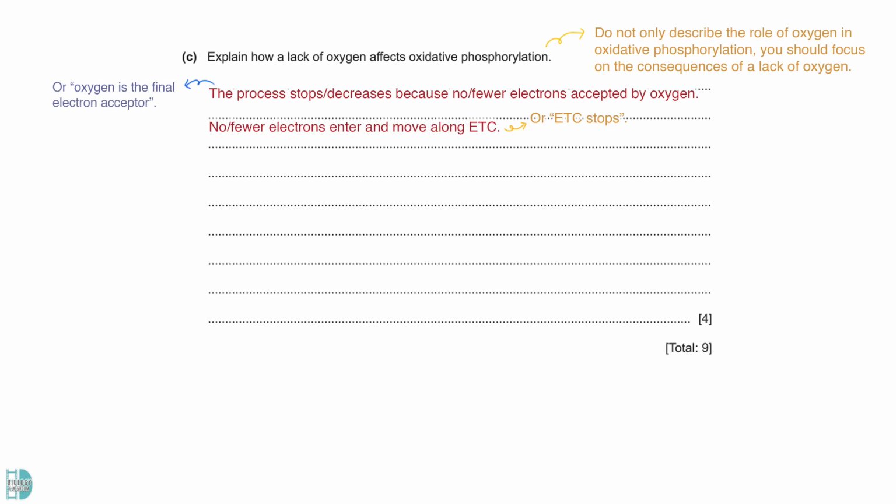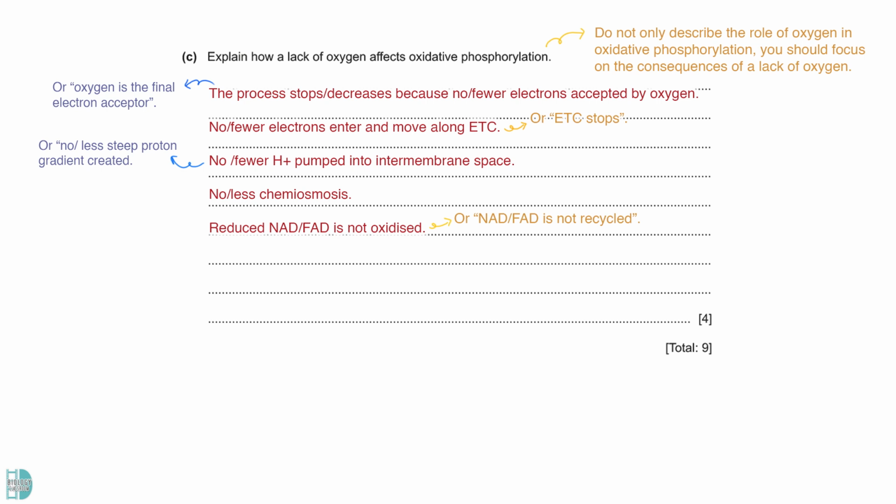ETC will then stop since no or fewer electrons can enter and move along it. Subsequently, no or fewer protons will be pumped into the intermembrane space, causing a less steep proton gradient. You can also say that there will not be a gradient created at all. Without this gradient, no or less chemiosmosis can take place. The stopping of ETC causes no reduced NAD and FAD being oxidized. So, no or less ATP is being produced.